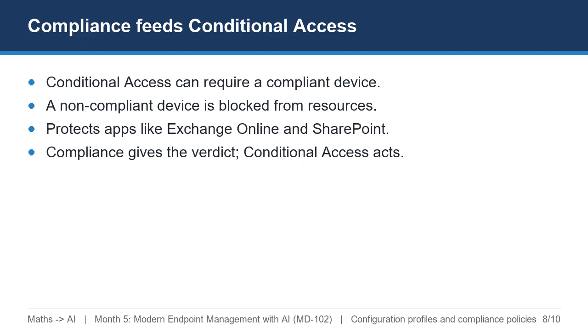Compliance becomes powerful when it feeds conditional access. A conditional access policy in Microsoft Entra can require that a device be marked compliant before it can reach resources like Exchange Online or SharePoint. So if a laptop fails its compliance policy, conditional access blocks it from corporate email until it is fixed. Compliance produces the verdict, and conditional access enforces it. That is how the two halves connect.